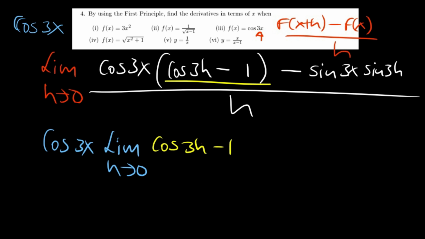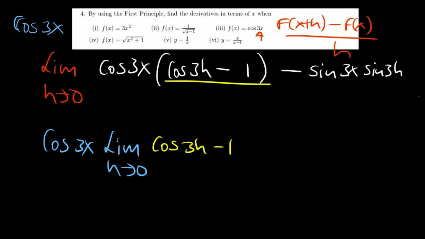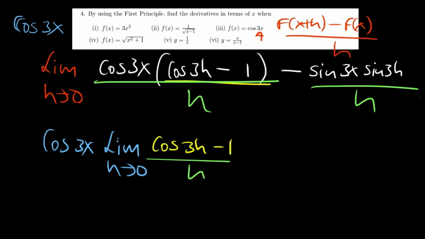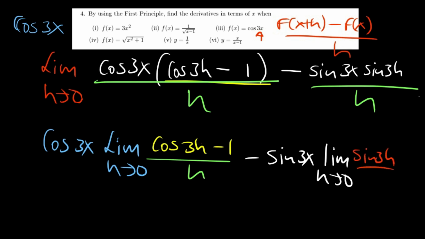So as a smart student, divide everything by h. If you divide everything by h at this point, this part will be over h, even that part will be over h. So that h can apply here, and then minus what we have, sine 3x, and then we'll distribute the limit to the other part. The limit as h approaches 0 of what? That will be sine 3h over h.